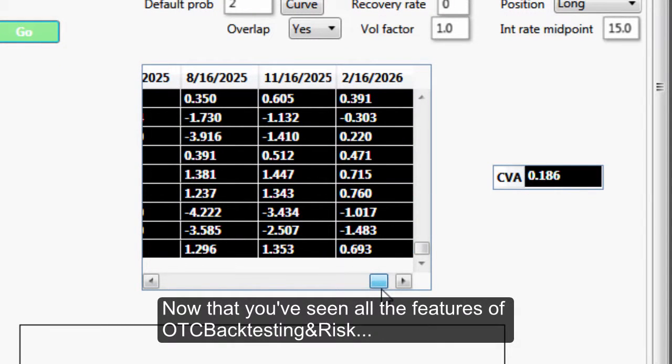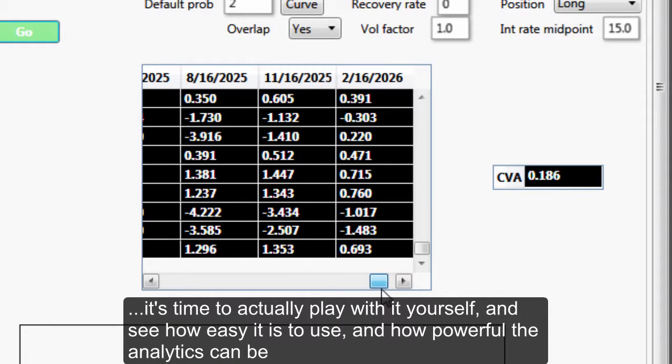Now that you've seen all the features of OTC backtesting and risk, it's time to actually play with it yourself and see how easy it is to use and how powerful the analytics can be.